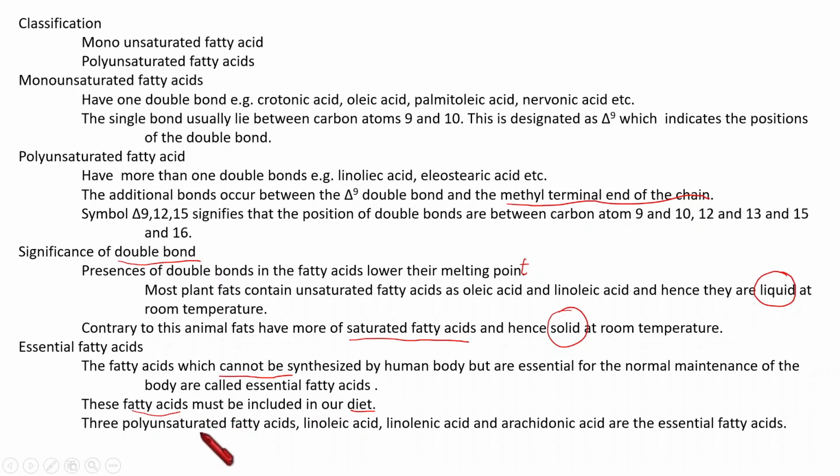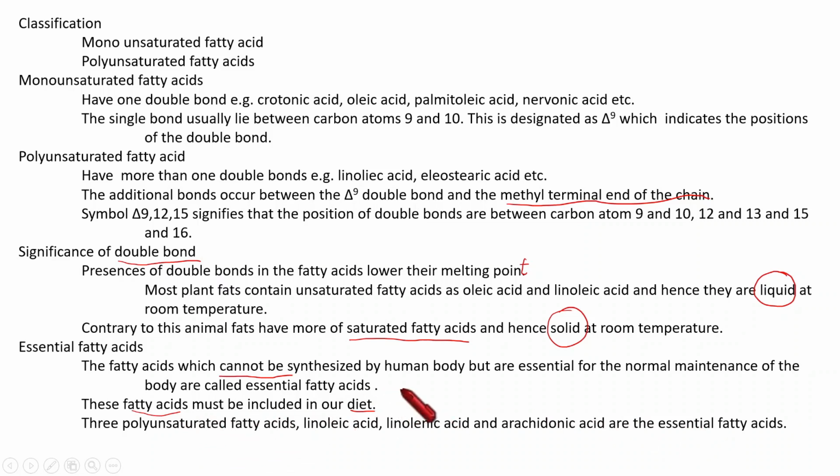Examples: three polyunsaturated fatty acids are essential fatty acids. Which are they? They are linoleic acid, linolenic acid and arachidonic acid. They are examples of essential fatty acids, as well as being polyunsaturated.